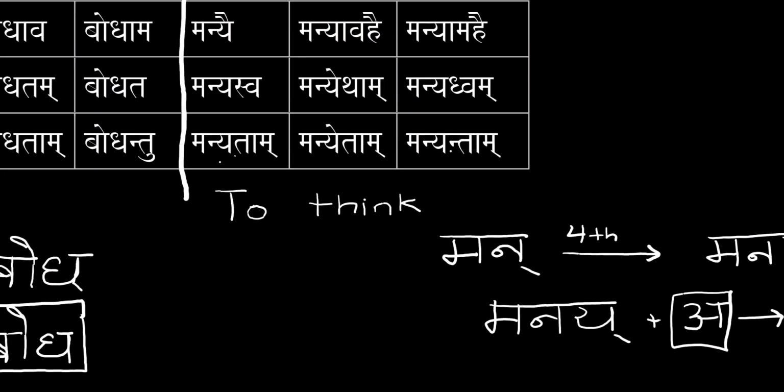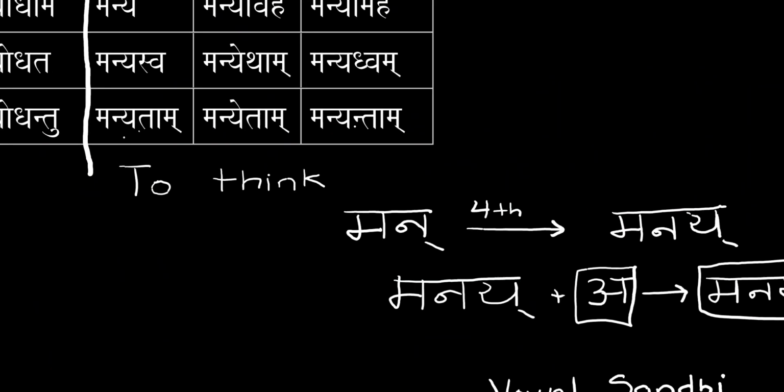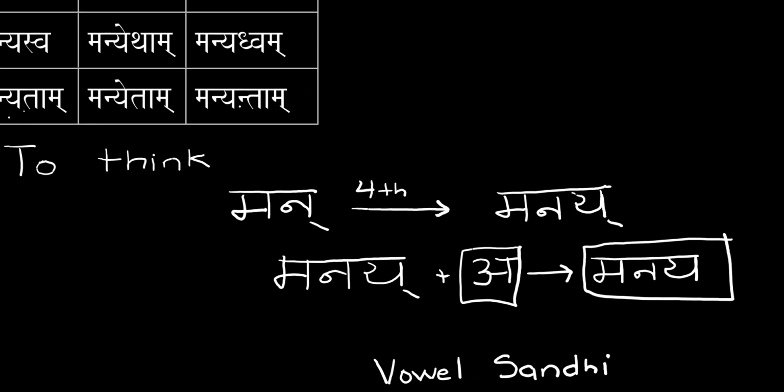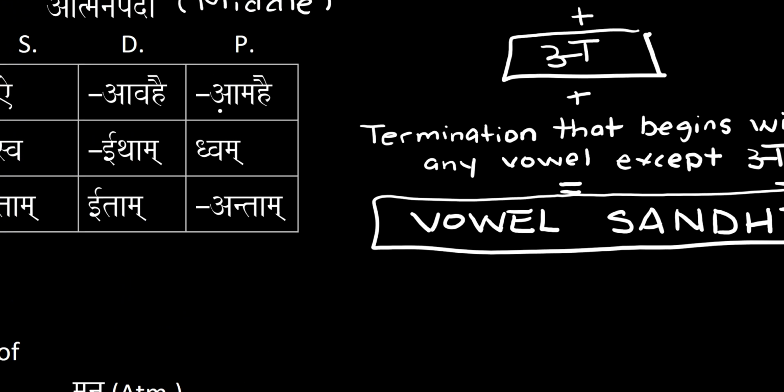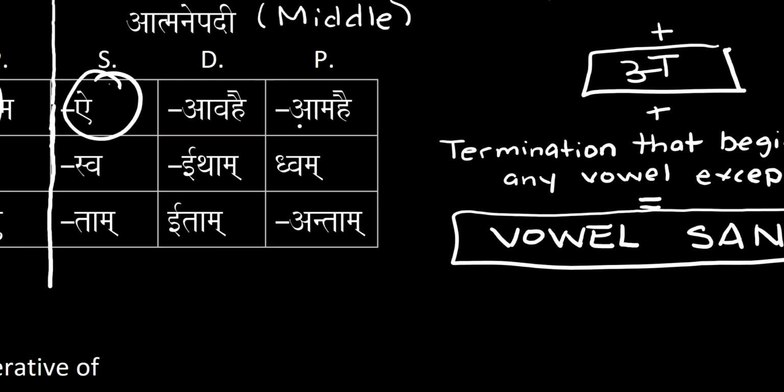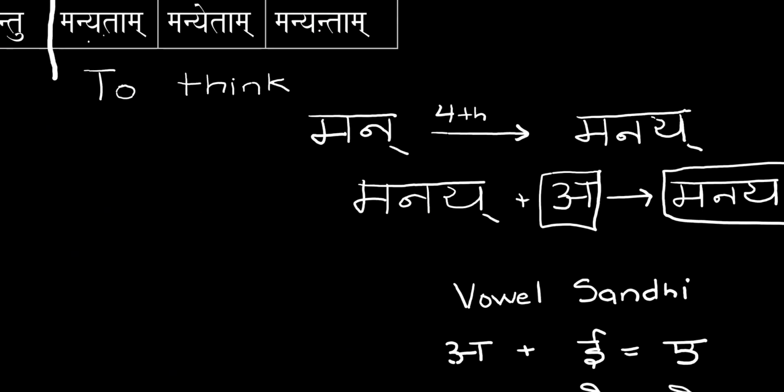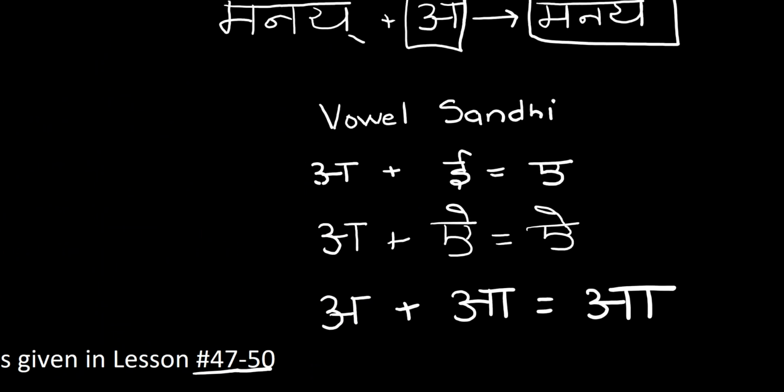And man in Sanskrit means to think. In the fourth conjugation, we have manya for the verbal base, and then manya plus a gives you manya. And the vowel sandhis that we have to keep in mind are the ones that involve a, the long a's, and the long e's when they're preceding an a. Those vowel sandhis are: a plus long e gives you e, a plus i gives you e, and a plus a gives you long a.